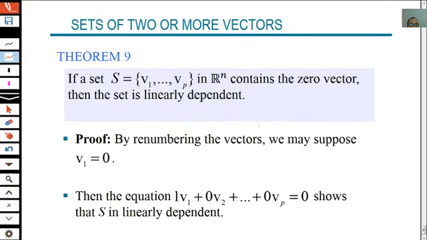And another important theorem: if a set S containing the vectors v1, v2, up to vp in Rn contains the 0 vector, then the set is linearly dependent, because the 0 vector is always linearly dependent. By renumbering the vectors, you may suppose v1 is the 0 vector, then the equation 1 times v1 plus 0 times v2 up to 0 times vp is equal to 0 shows the set S is linearly dependent, because we have a non-trivial solution for the set S. C1 is equal to 1 and the others are equal to 0, so we have a non-trivial solution for the given set.